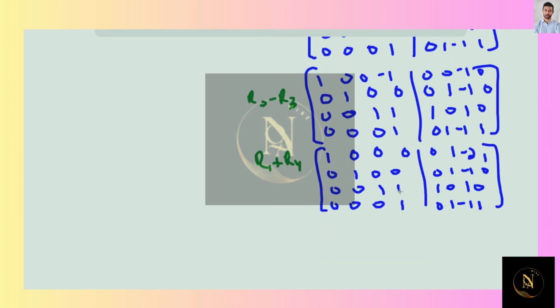And last one, we need to get a 0 in row 3, so we'll take row 3 and subtract row 4. 0 minus 0, 0 minus 0, 1 minus 0, 1 minus 1, 1 minus 0, 0 minus 1, 1 minus negative 1, 0 minus 1.